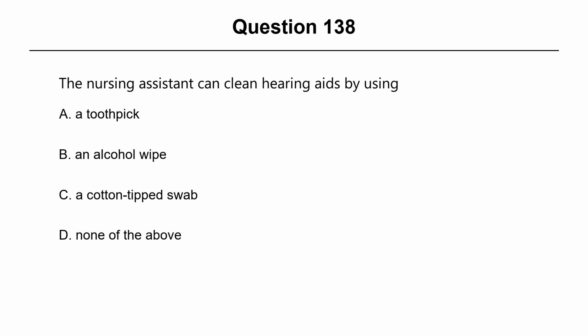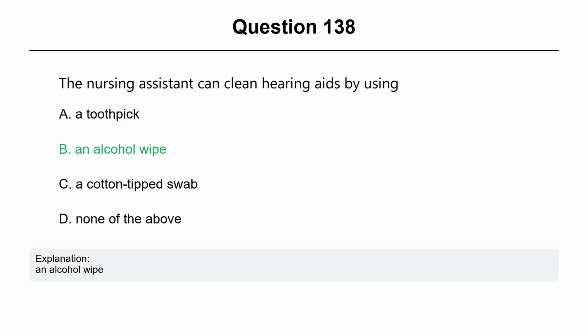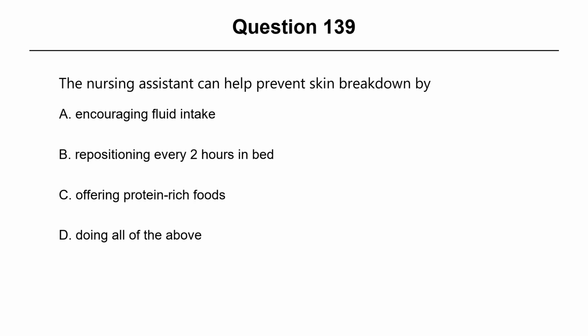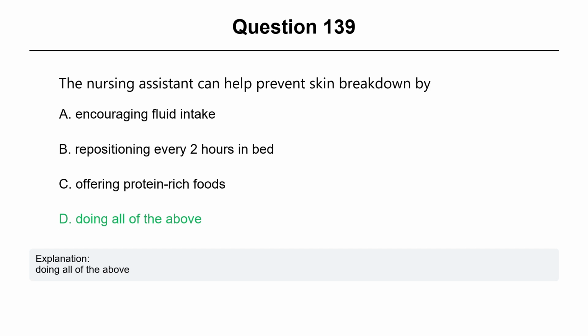Question 138. The nursing assistant can clean hearing aids by using option A, a toothpick, option B, an alcohol wipe, option C, a cotton tip swab, option D, none of the above. The correct answer is option B, an alcohol wipe. Question 139. The nursing assistant can help prevent skin breakdown by option A, encouraging fluid intake, option B, repositioning every 2 hours in bed, option C, offering protein-rich foods, option D, doing all of the above. The correct answer is option D, doing all of the above.